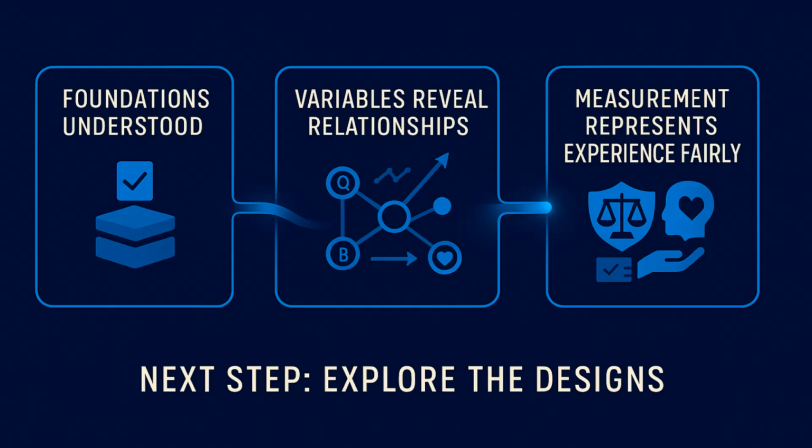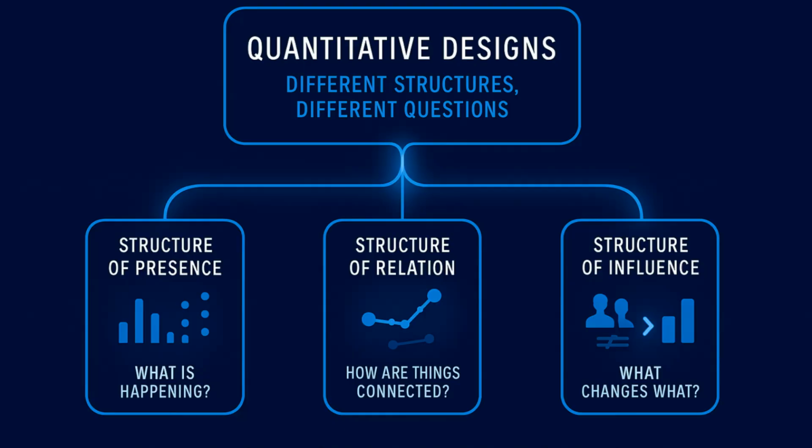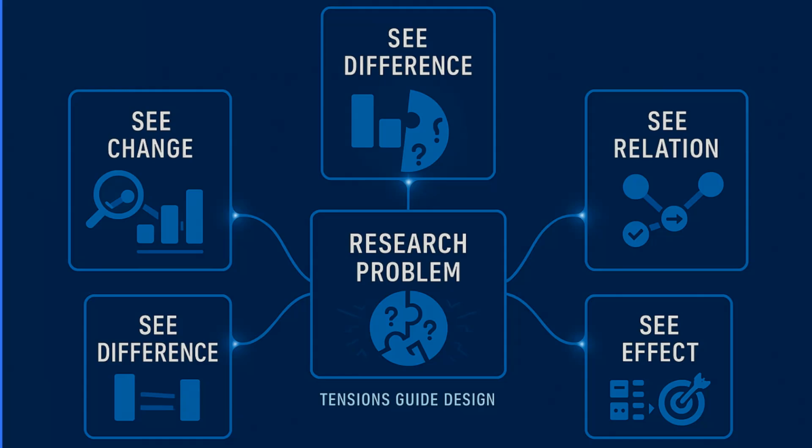Once the foundations of quantitative inquiry are understood, once you recognize how variables reveal relationships and how measurement represents human experience with fairness, the next step is exploring the designs themselves. Quantitative designs vary not in sophistication, but in the type of structure they illuminate. Each design sees the world differently. Each one answers a different kind of question. And each one aligns with a specific type of tension inside your research problem.